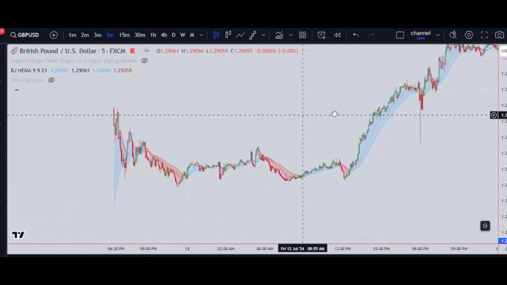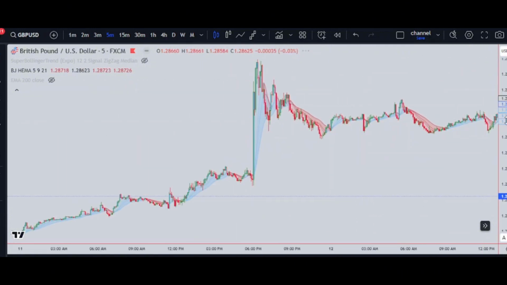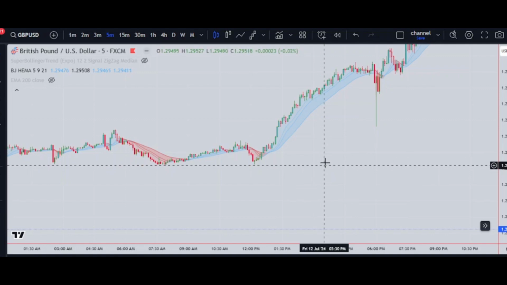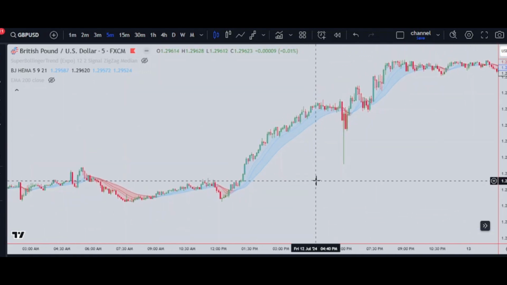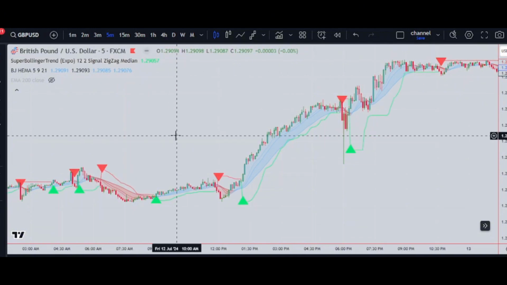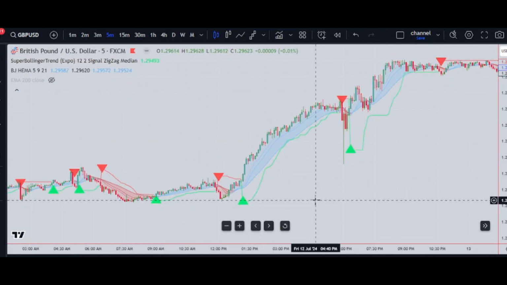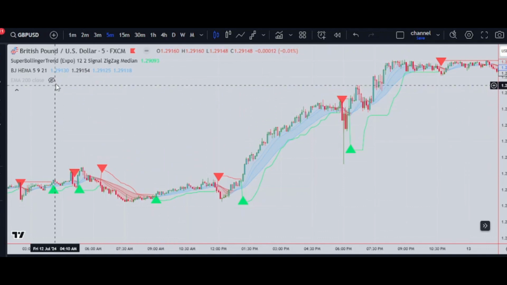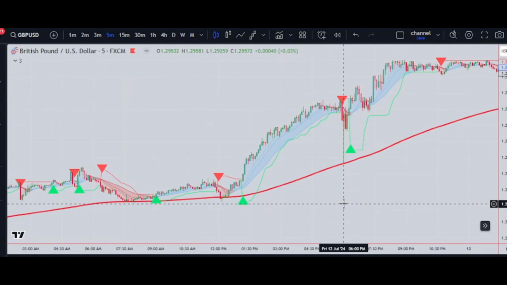Okay. So as you can see, this indicator provides us really good signals on the basis of the flip of the trend ribbon. And this is the Super Bollinger Trend. It gives a signal just like the Supertrend, but it has a much better range. Then thirdly is the 200 period moving average, just to filter out the false signals.